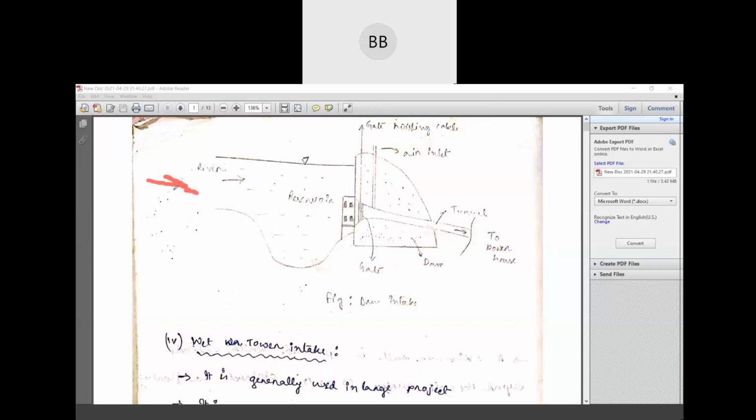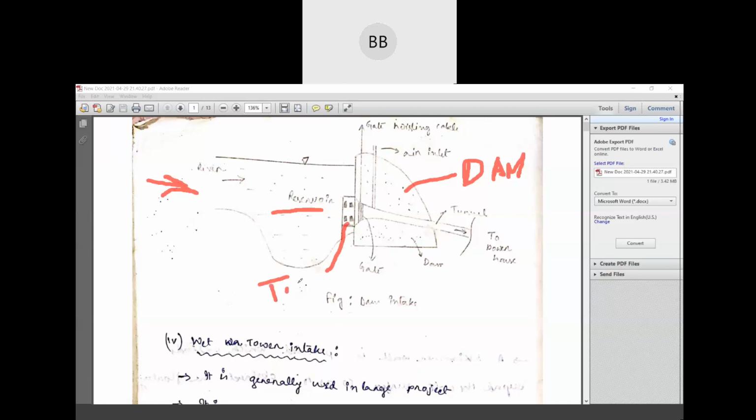Here the water is coming from the river. Then we have constructed a dam. The dam obstructs the flow of water and it is stored in the reservoir. And then this is our trash rack. This is nothing but our trash rack.